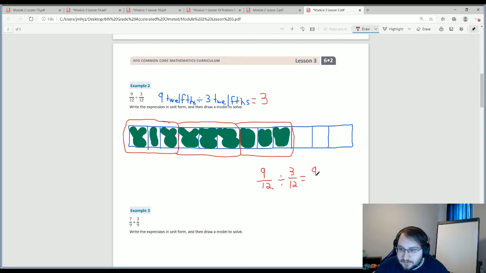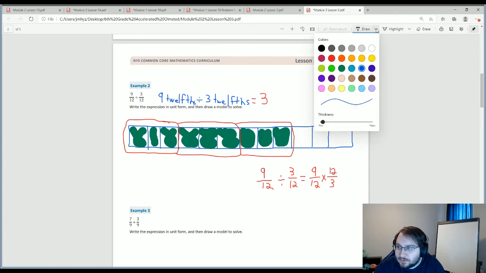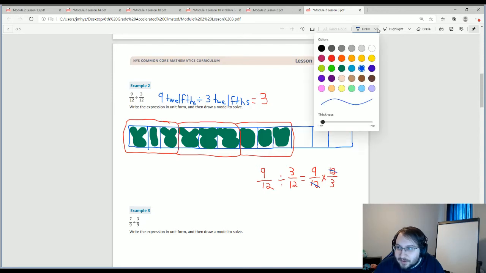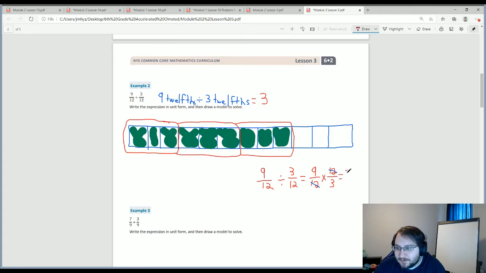Going to have 9/12. Change it to multiplication. Flip my second one: 12/3. And, well, once again, since I have a 12 in the denominator and a 12 in the numerator over there, I can say goodbye to both of them and say that this is going to be 9 divided by 3, which is going to be equal to 3.